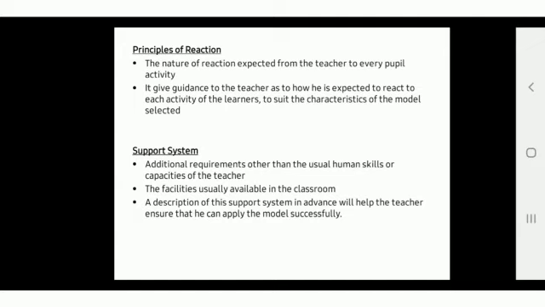For the concept attainment model, an environment facilitating observation of examples together with the ones that do not exactly possess the attributes is a must. In the inquiry model, a problematic situation motivating the learners themselves to probe into is required. A description of this support system in advance will help the teacher ensure that he can create a pool of these and apply these for the execution of the model successfully.